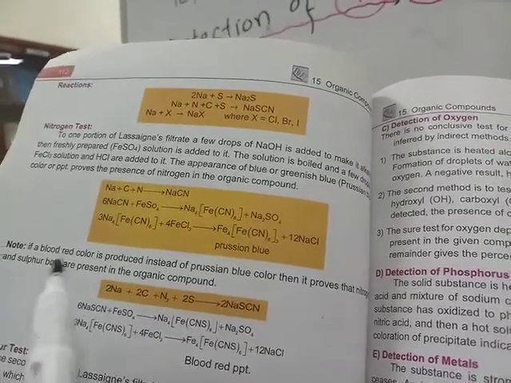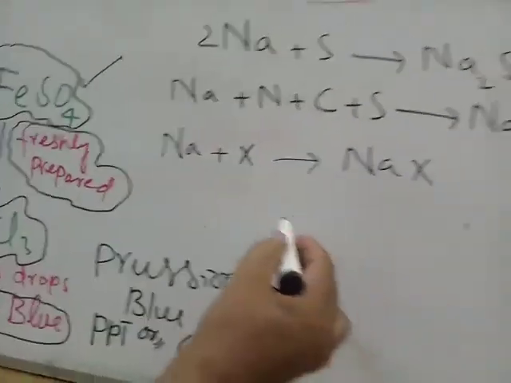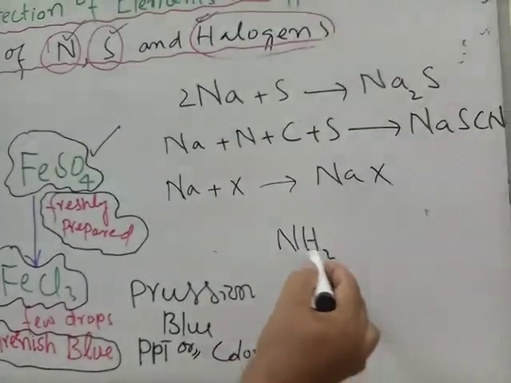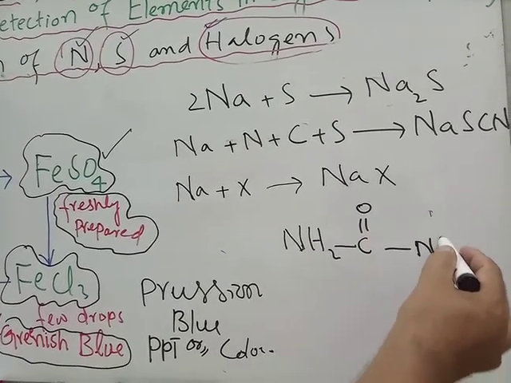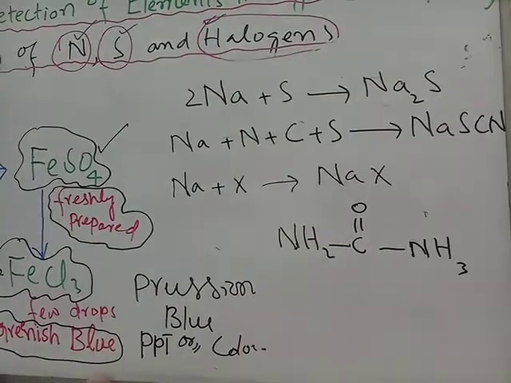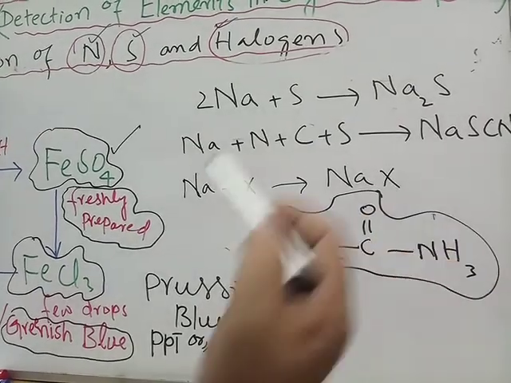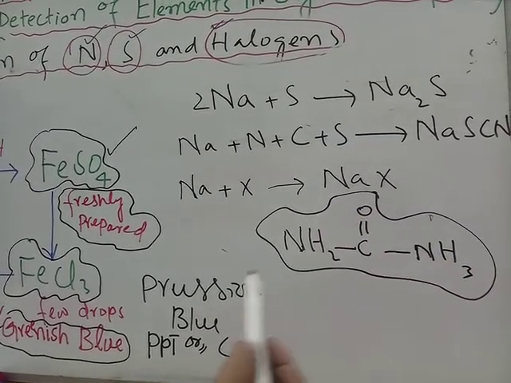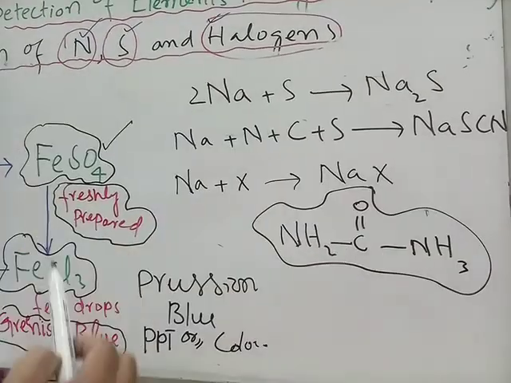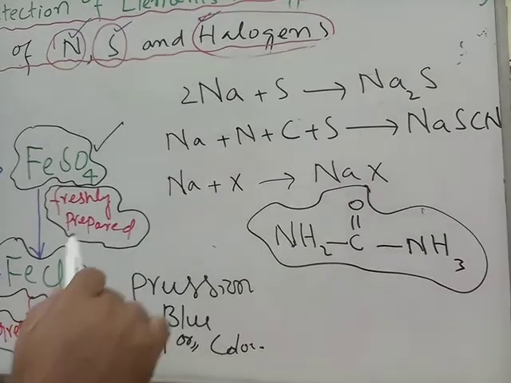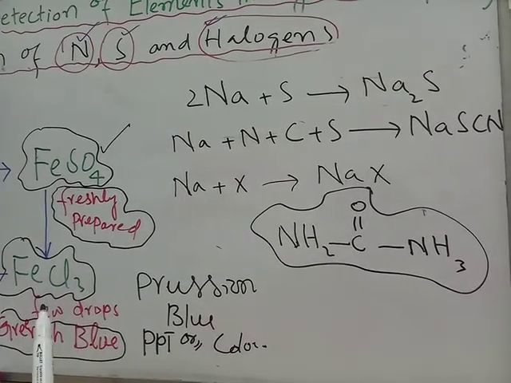Remember, take for example NH2, C double bond O, NH2. Students, this is the formula of urea. This is an organic compound which contains nitrogen. It is also present in animal urine. If you take this compound for the test, you will get a Prussian blue or greenish blue precipitate or color.